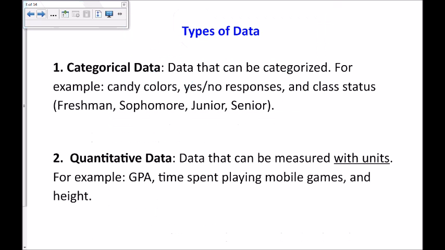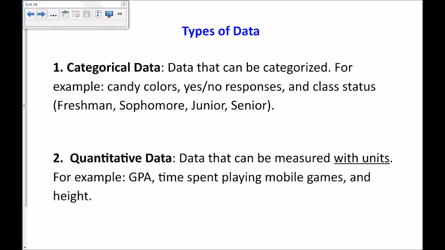First, let's discuss two types of data that we'll talk about. The first type is categorical data, and this is data that can be categorized. For example, candy colors, yes/no responses on a survey, and sometimes class status, freshman, sophomore, junior, senior, can be seen as categorical data. It fits nicely into categories.